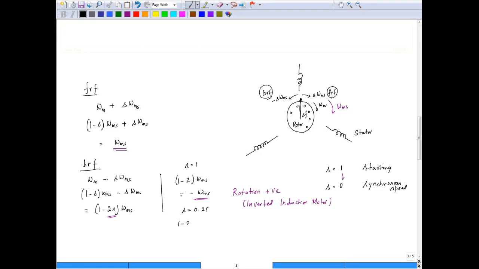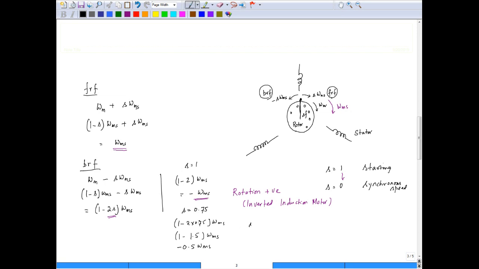1 minus 2 into 0.25 into omega ms, that's equal to 1 minus 0.5 into omega ms, that's equal to 0.5 omega ms. So this speed is gradually becoming less and less. Let's say s goes from 1 to, let's say, 0.75. So if it is 0.75, what you get here is 1.5. So it is minus 0.5 omega ms, but still it is negative. So the rotation is positive here.